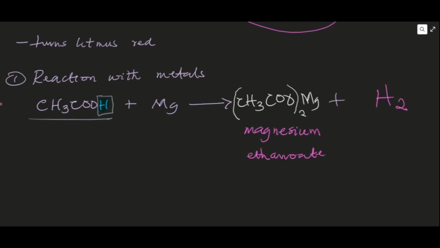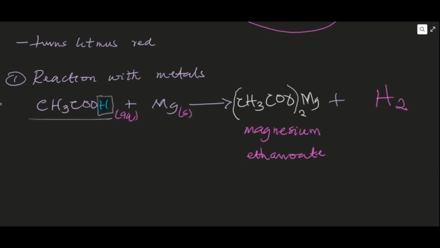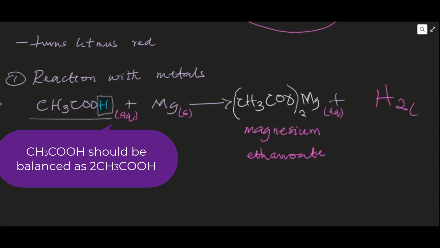So it is important to mention the state of the reactant and the product. Our ethanoic acid is in aqueous form, and our magnesium is solid. And then our salt that we form, magnesium ethanoate, this is the salt. It is also in aqueous form. And then, of course, hydrogen is a gas.